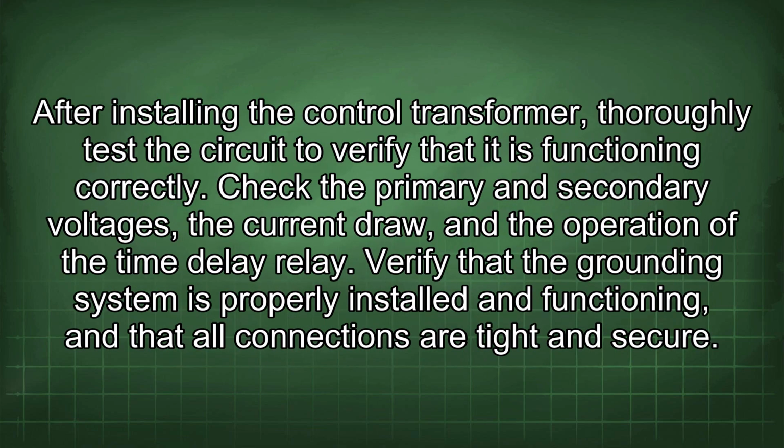After installing the control transformer, thoroughly test the circuit to verify that it is functioning correctly. Check the primary and secondary voltages, the current draw, and the operation of the time delay relay. Verify that the grounding system is properly installed and functioning, and that all connections are tight and secure.